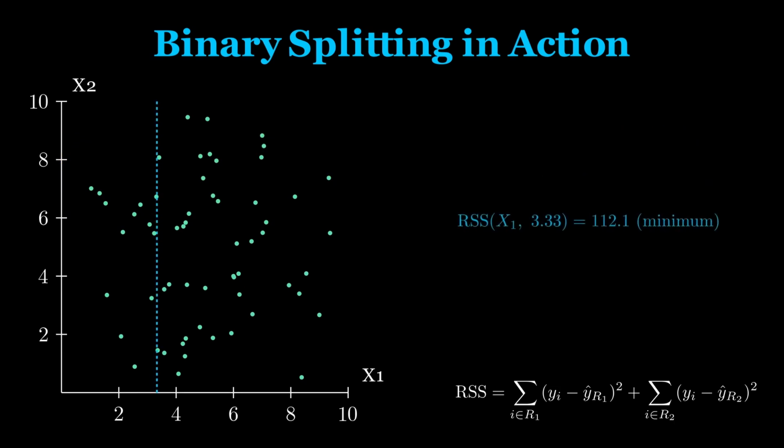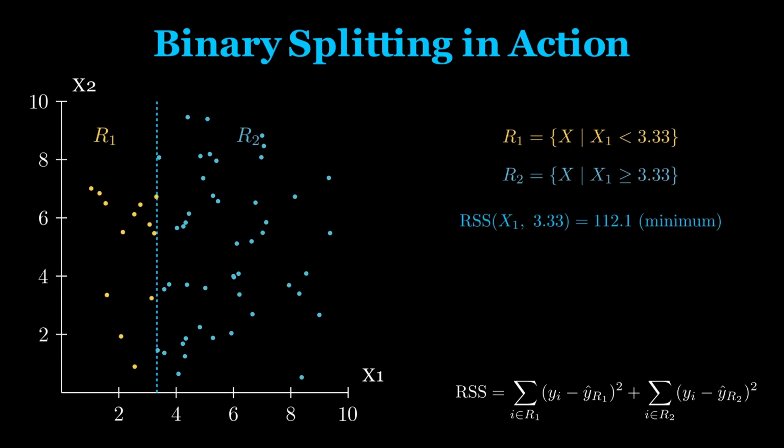Using the RSS formula from step 2, we find that splitting at x1 equals 3.33 minimizes the RSS, bringing it down to about 112. So for any pair x1 and x2, we now have two regions, R1, where x1 is less than 3.33, and R2, where x1 is greater than or equal to 3.33.